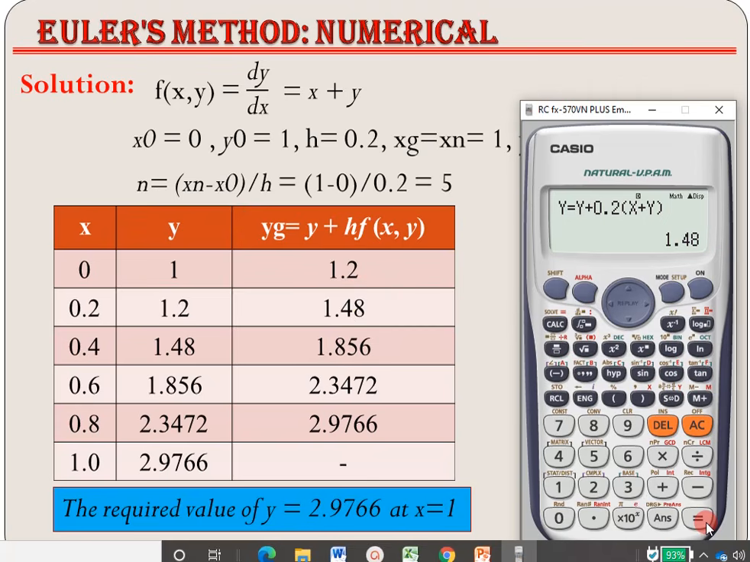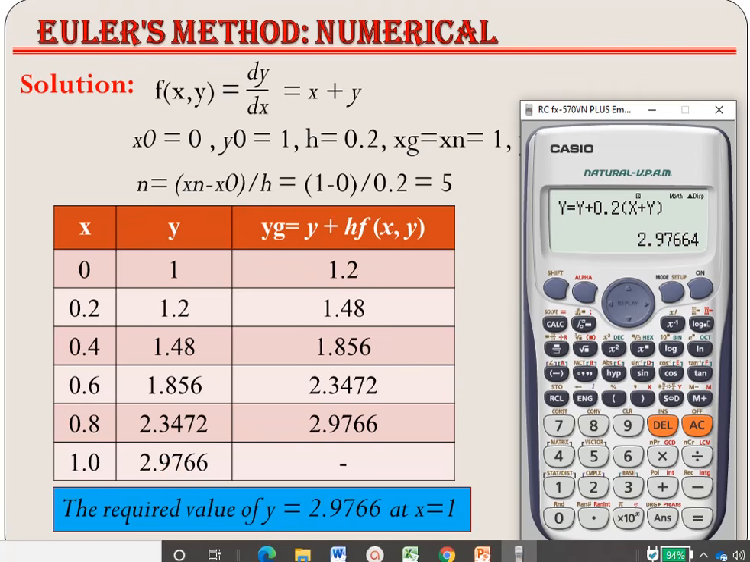So press only the equal to sign the required number of times, then you will again get the new value of y as 1.856, which is written. Again press equal to, again you will get the new value of y, that is 2.34, which is written here. Again press equal to, then you will get the new value of y, that is 2.9766, which you get at x equal to 1.